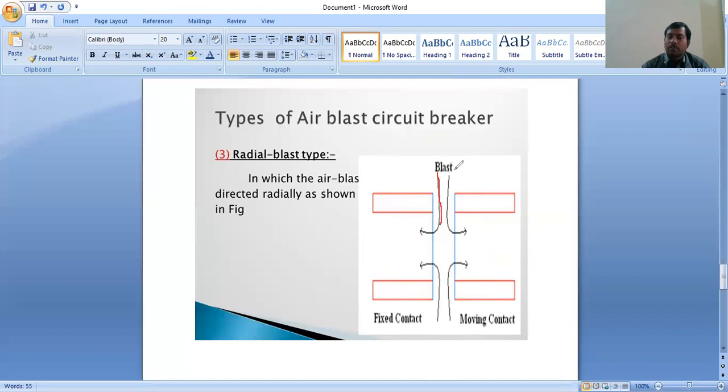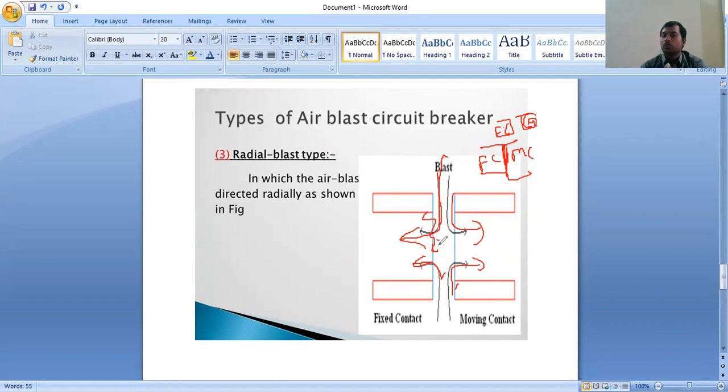In the normal conditions, the fixed contact and moving contact are in contact position. Whenever a fault occurs, these two contacts will be separated. The fixed contact stays in the same place, and the moving contact moves away from the fixed contact. During this time, air will blast and flow towards the fixed contact and towards the moving contact. Whatever arc is stuck here will be sent towards the fixed contact and towards the moving contact. In both directions air will flow.